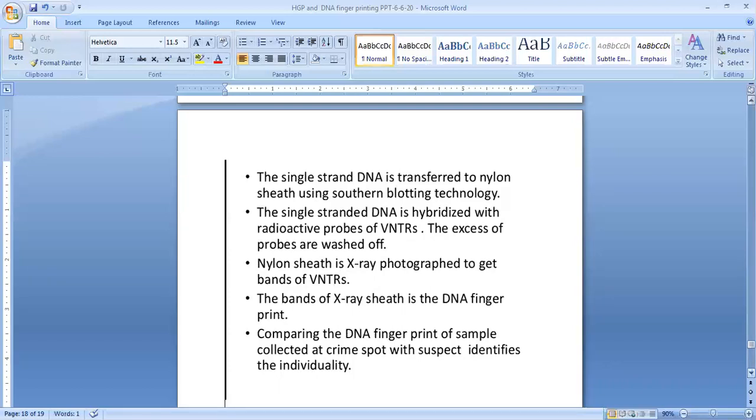Next, the nylon sheet is X-ray photographed to get the bands of VNTRs. The bands on the X-ray sheet are the DNA fingerprint. After getting this fingerprint, comparing the DNA fingerprint of the sample collected at the crime spot with that of the suspect identifies the individual. So they do a comparison between these two: the one collected from the crime spot and the one from the suspected person.